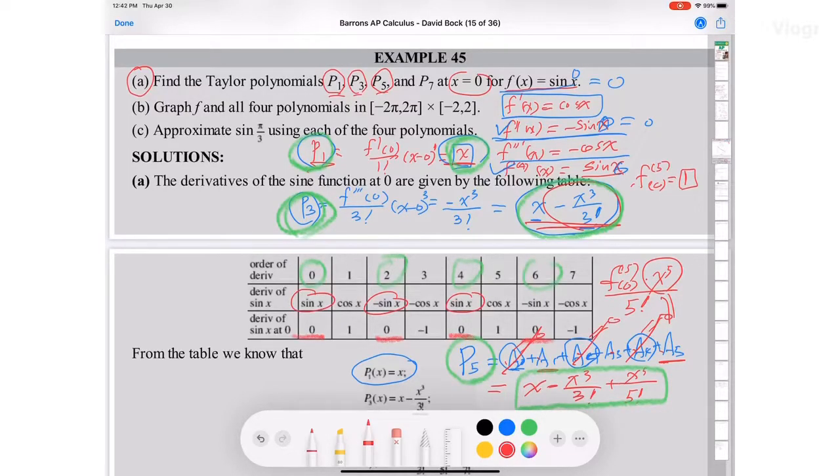I found that P1, P3, P5. It is everything that you have to know for this 2020 AP Calculus exam about Taylor series.